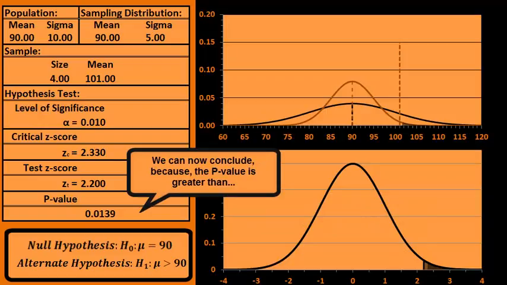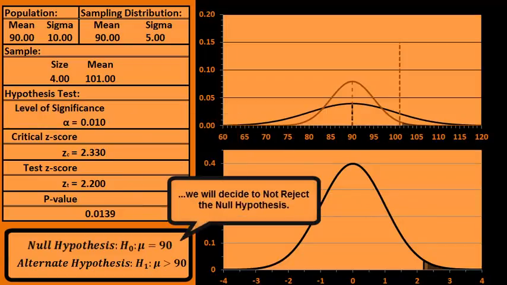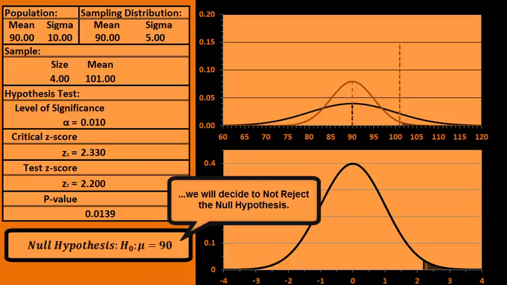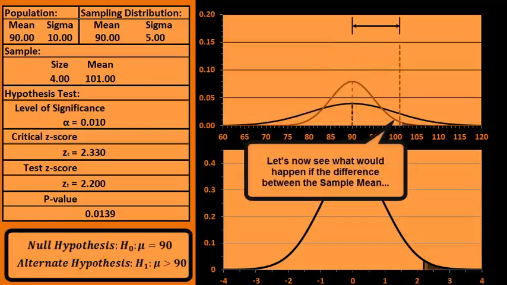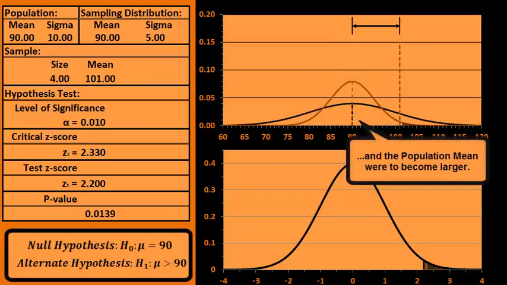We can now conclude, because the p-value is greater than the level of significance, we will decide to not reject the null hypothesis. We are saying that this difference is not significant enough for us to conclude the population mean is greater than 90. Let's now see what would happen if the difference between the sample mean and the population mean were to become larger.